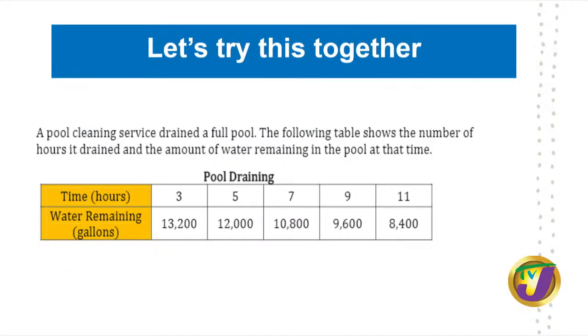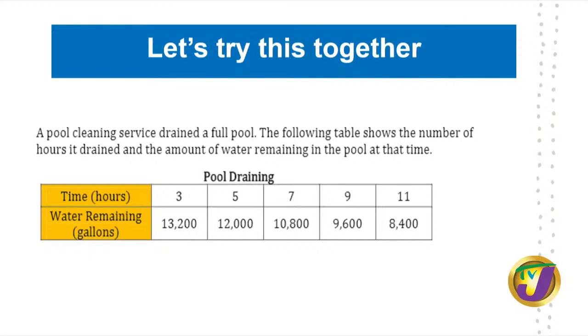All right, so if I reason through this logically, I would see that as time changes, the amount of water in the pool would get less. So the amount of water in the pool is dependent on the elapse of time. So the time here would be my independent variable, while the water in the pool would be my dependent. So the water is dependent on the amount of time that has elapsed.